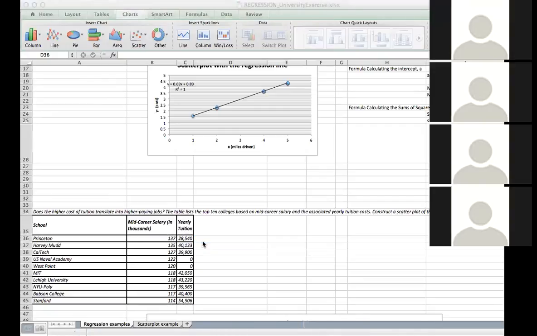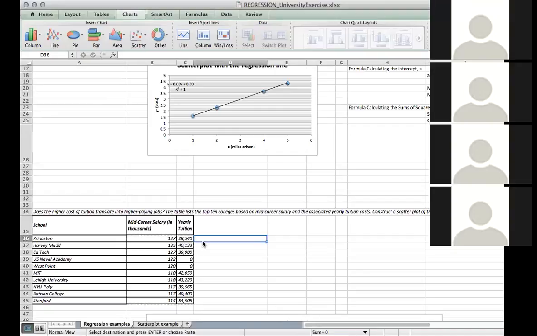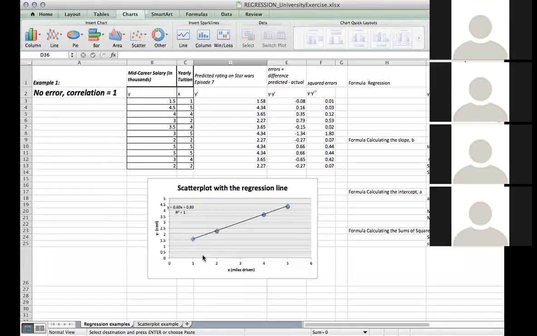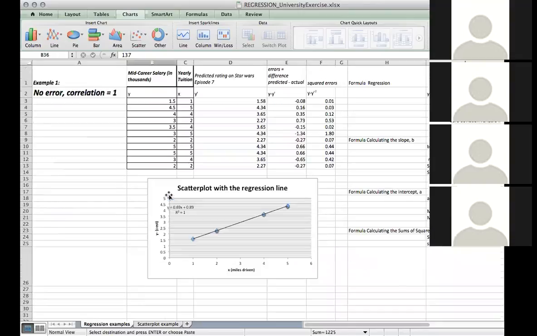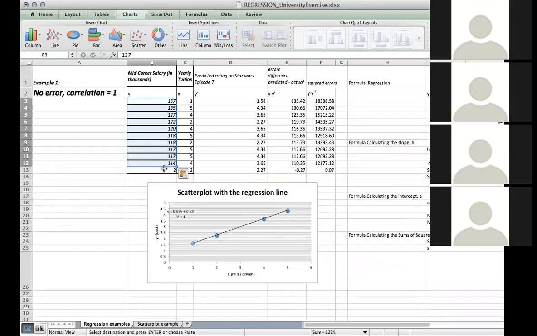Dr. Wandeller? All right, so the yearly salary is what we're interested in to predict. And we're using as a predictor, we say, okay, how much did these people spend on their yearly tuition in college or university, and what kind of salaries are they making afterwards? So I would take mid-career salary, copy that, and we paste it in this form here under the y variable.